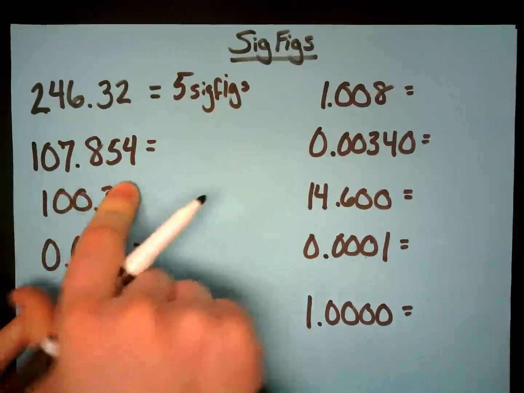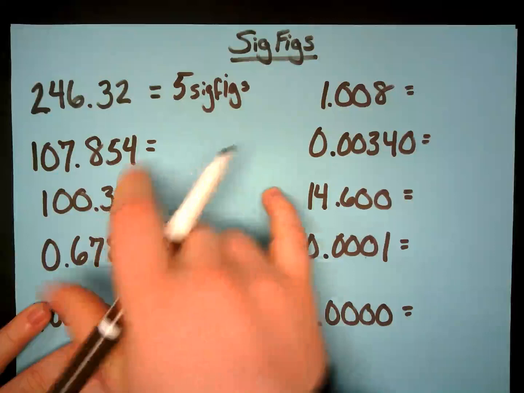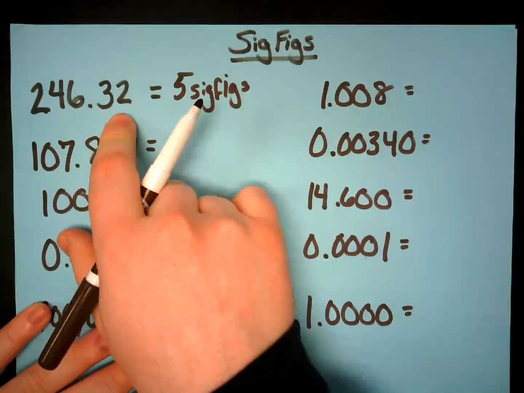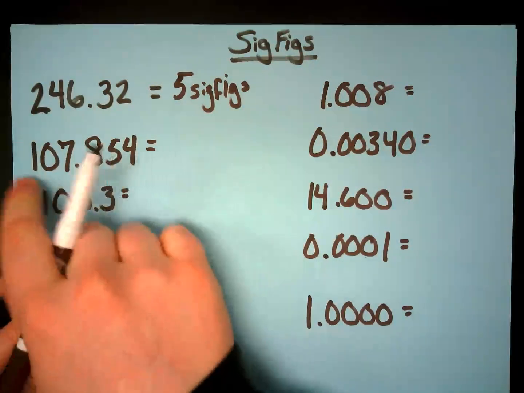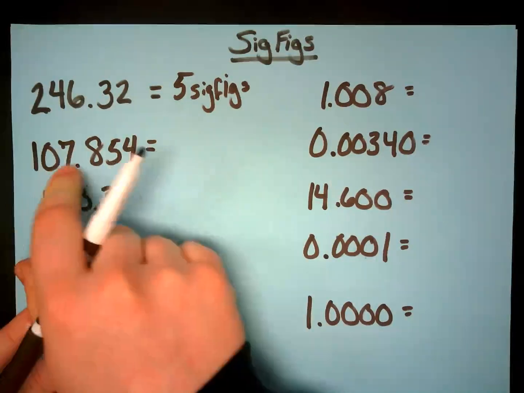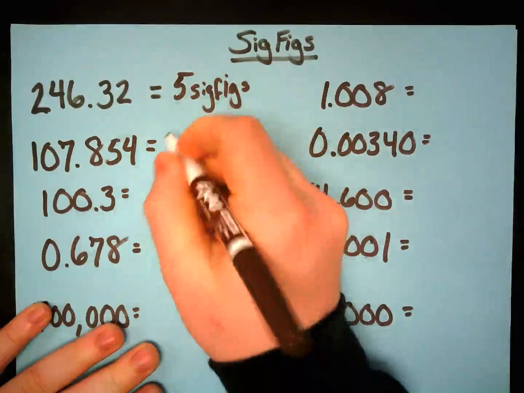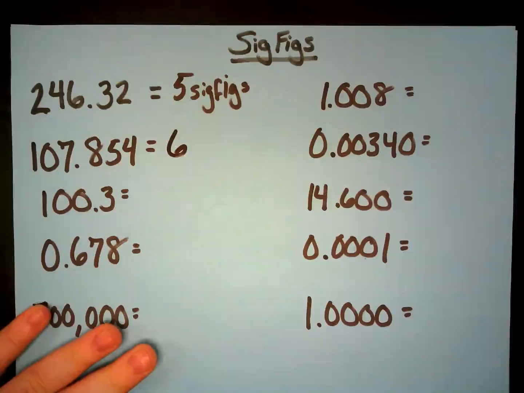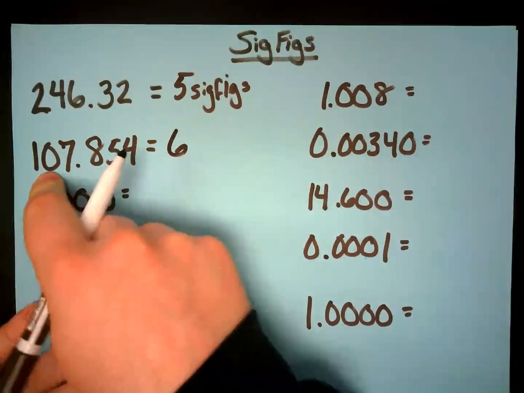Okay, so let's take a look at this one. 107.854. It's the same basic setup as this one. We have a decimal, so we start from the left and read to the right. So we've got 1, 2, 3, 4, 5, 6. I'm just going to write 6, I won't write sig figs. That 0, remember, does count.